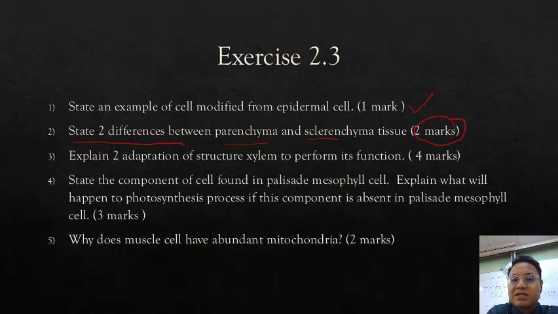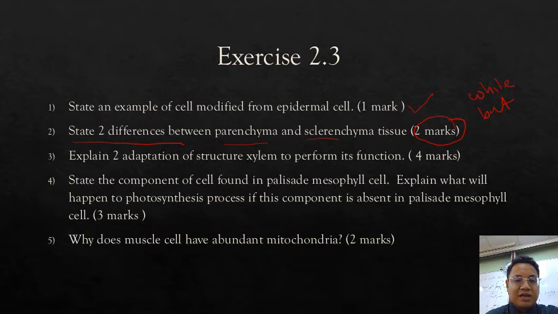Two marks. For example, parenchyma tissue is made up of living cells, while sclerenchyma tissue is made up of dead cells. So that is one difference that we can find between parenchyma and sclerenchyma tissue. Here I use the words while and but to show comparison between these two tissues. So two differences, two marks.